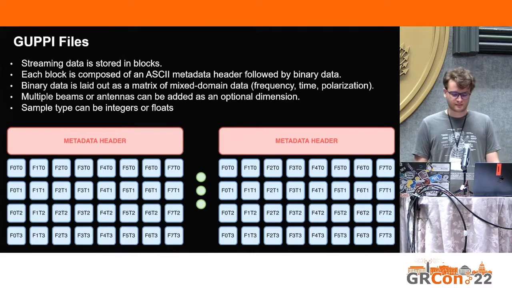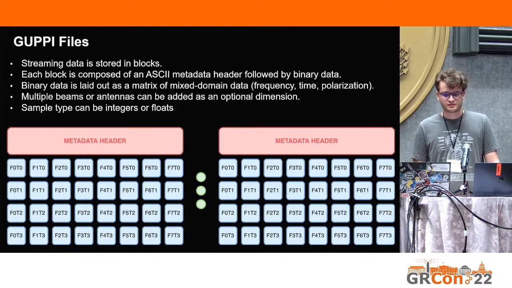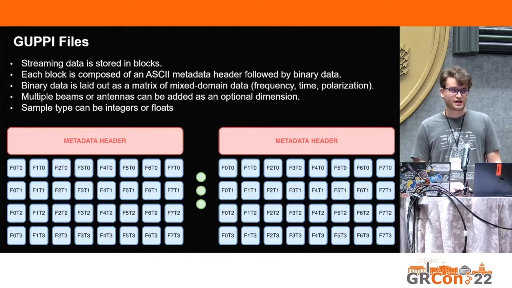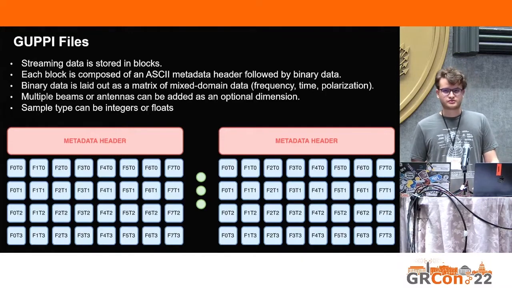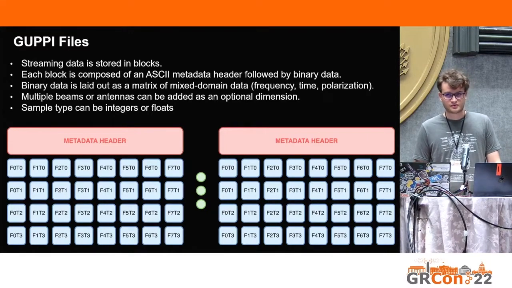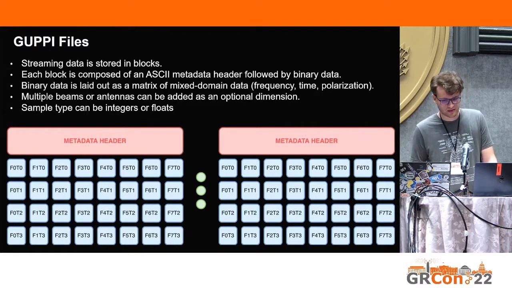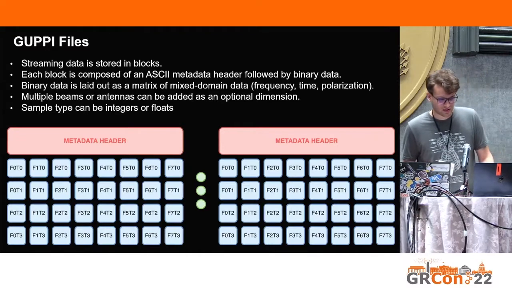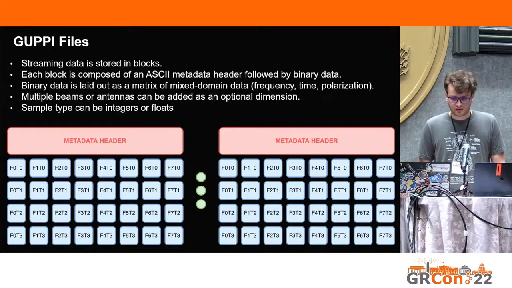We can discover here the number of time samples, the number of frequency channels, because this is a mixed domain file. So we have pre-channelized data. Instead of a single time stream with time domain data, we have frequency channels with some time data in them. So this is not what most GNU Radio blocks expect. They expect purely time domain data or frequency domain data. So that's an incompatibility that we found and we are aiming to solve here.